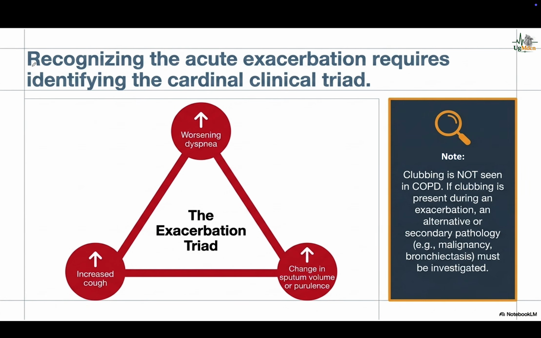Recognizing an exacerbation. An acute exacerbation is defined by the cardinal clinical triad: worsening dyspnea, increased cough, and a change in sputum volume or purulence. Crucial finding: clubbing is not seen in COPD. If you see clubbing, you must investigate for alternative pathologies like malignancy or bronchiectasis.